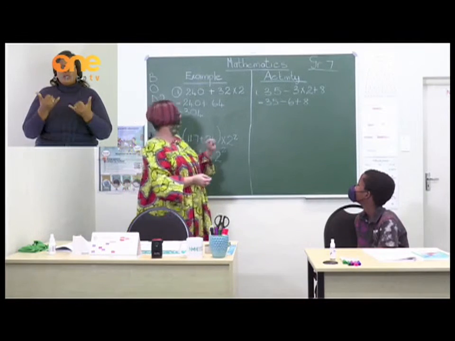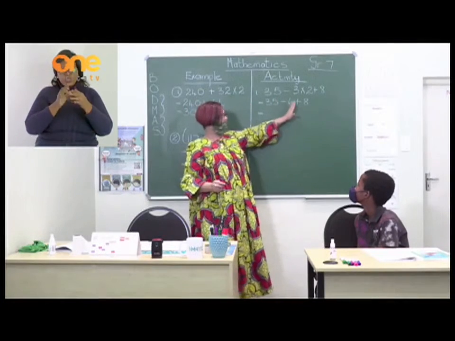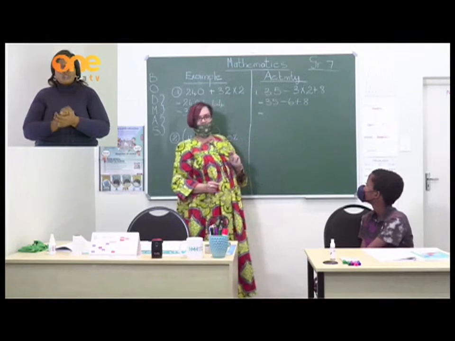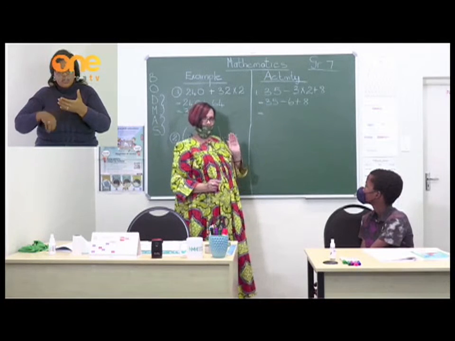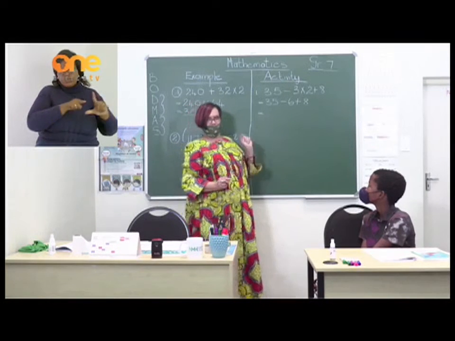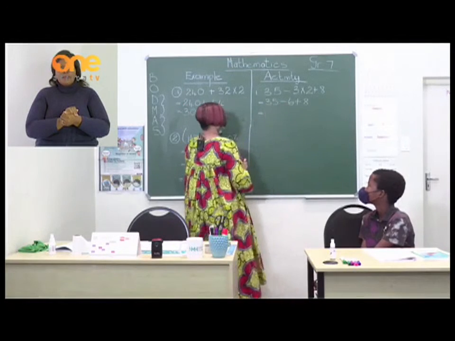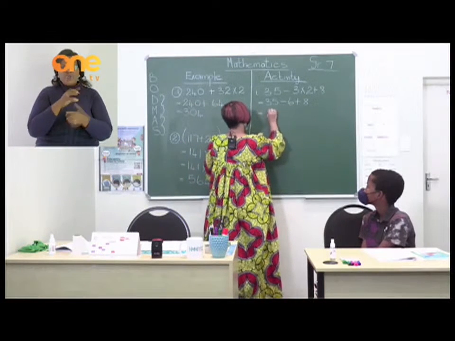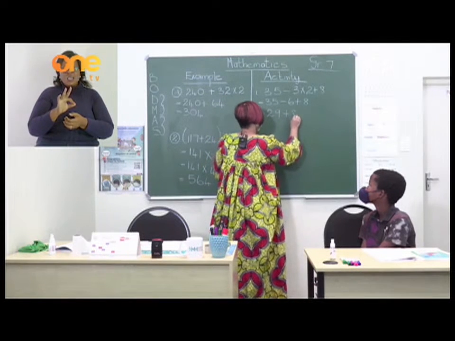So, what do you think? Which of these operations will you do first? Subtraction or addition? Remember, addition and subtraction are friends. They go together, but we work from left to right, meaning the one that we find first in our sum. In this case, we have subtraction first. So 35 minus 6 is equal to 29 plus 8.